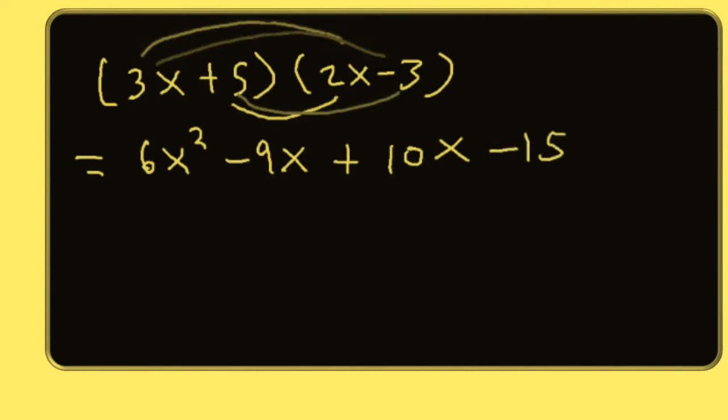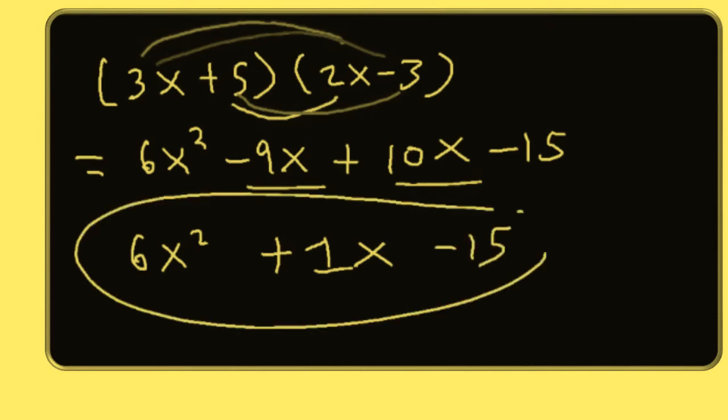So now at this point we can combine like terms. Negative 9x plus 10x is positive 1x. The other two terms we can bring down, so it is going to be 6x squared plus 1x minus 15. So that is what you can do in order to multiply two polynomials together.